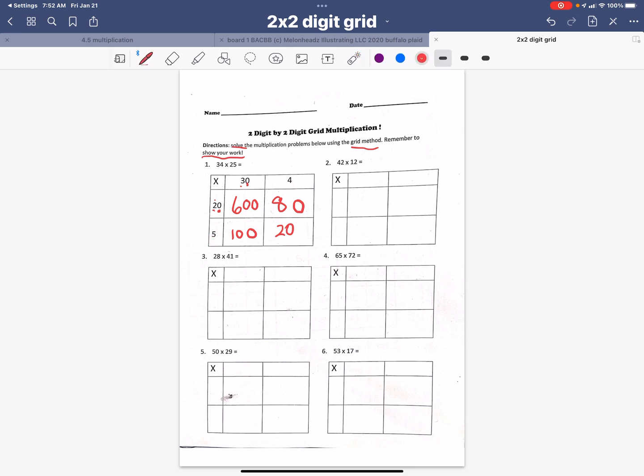All right, so now I've got to add 600 and 100. So 600 plus 100 is 700. And then I've got to add 80 plus 20. 80 plus 20 is 100. So 700 plus 100 equals 800.